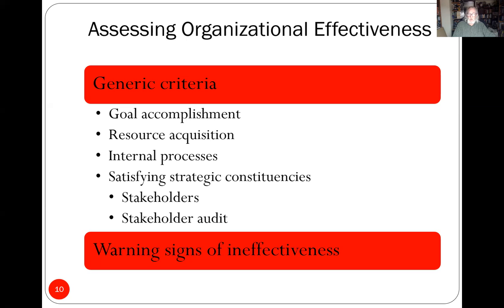When you do a stakeholder audit, you're going to hopefully discover some warning signs, if they're there, of ineffectiveness. In other words, you do want to assess all the time and see how you're doing, because if you don't know where you're falling short, where you're not doing well, then how do you correct it? So you have to be able to see what are the warning signs.